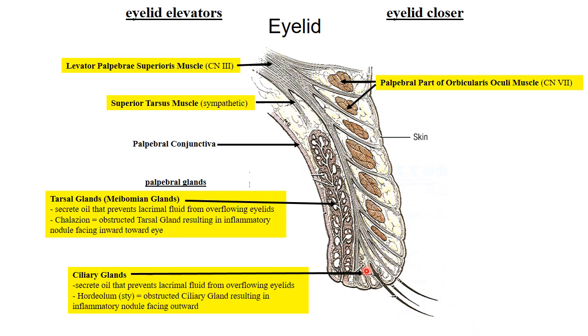And then we can have an inflammatory nodule that faces outward, and that's a stye, or more properly called a hordeolum. And that's an obstructed ciliary gland, resulting in an inflammatory nodule facing outward. Point is, I want you to know about these two glands, and I want you to know their inflamed complements. Chalasia are tarsal glands that are inflamed. Hordeola are ciliary glands that are inflamed.